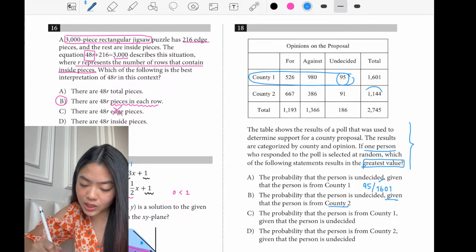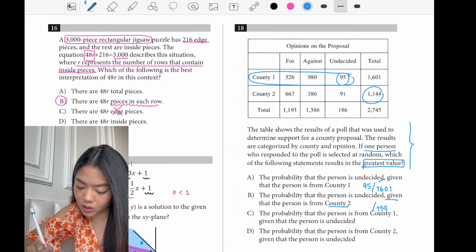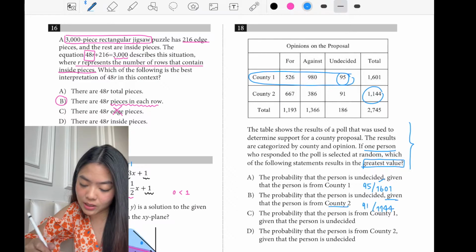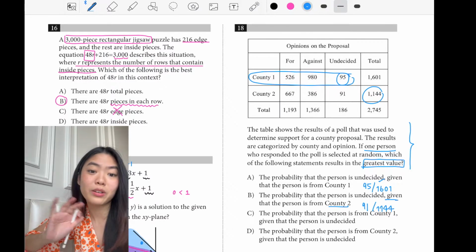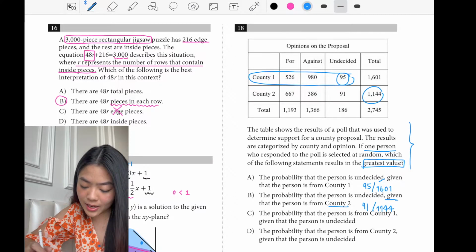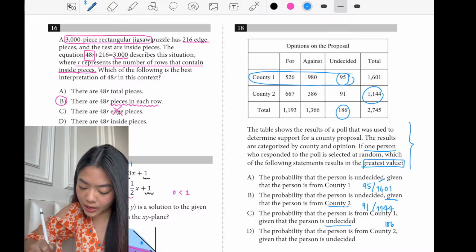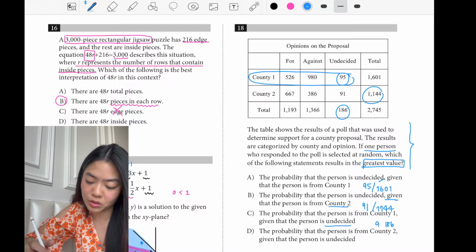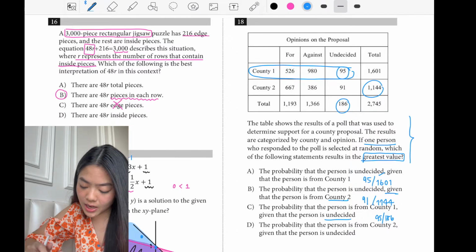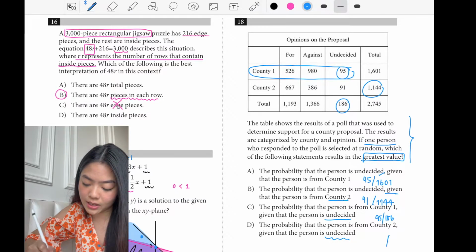Next, given country 2, it's over 1144. Find the proportion that is undecided, so it's 91. Okay, and then we're going to use a calculator. Next, given that the person is undecided, it's 186. The probability that a person is from country 1 is 95 given undecided is 186, and from country 2 it's going to be 91.